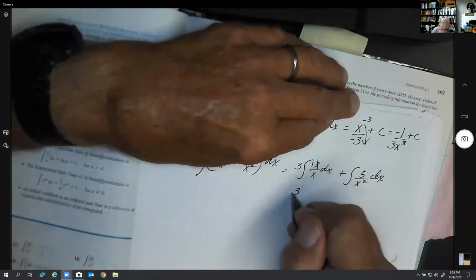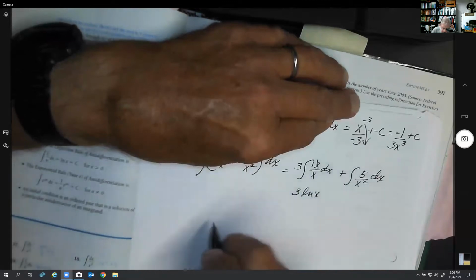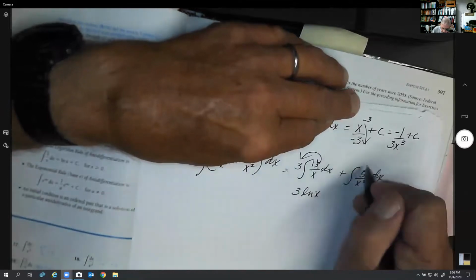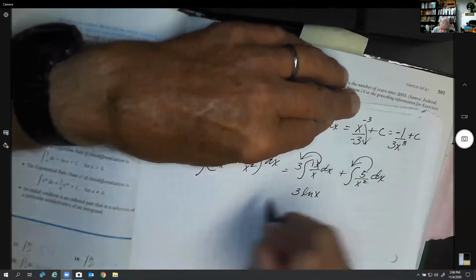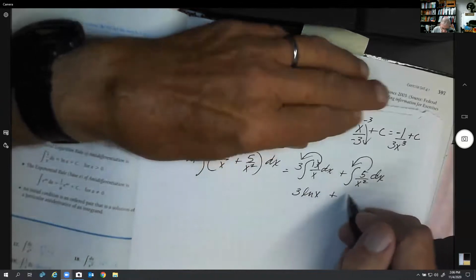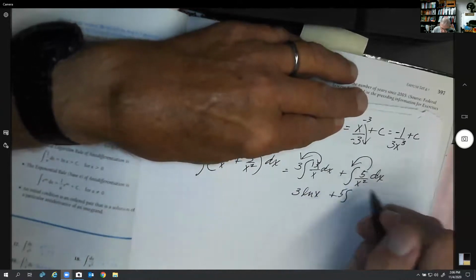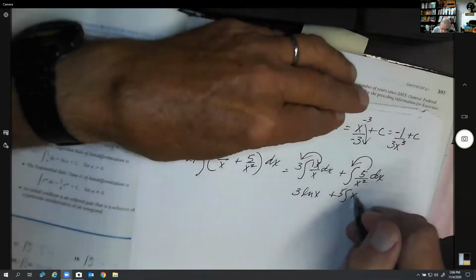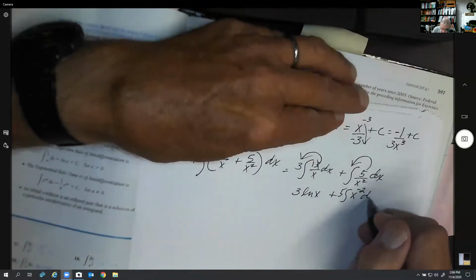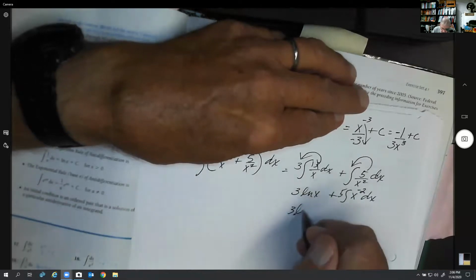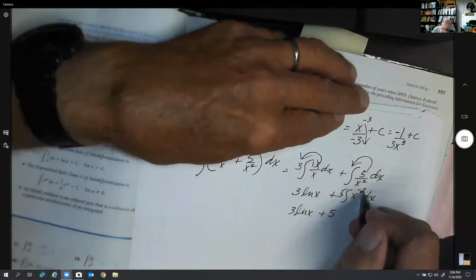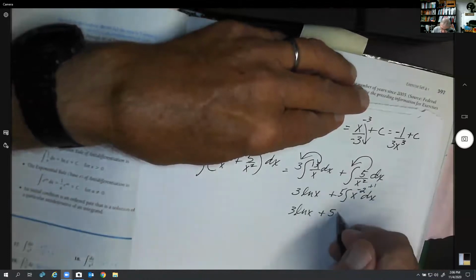So this is 3 ln x. See, take this 3 out of there. And this one, let's do the same thing. Let's bring the 5 out. But now we have the integral. We took the 5 out, but we have the integral of 1 over x squared. So this one we would bring up to the top. So we have 3 ln x plus 5 times, and then we're going to add 1. Remember, we're adding 1: x to the negative 1 over negative 1.